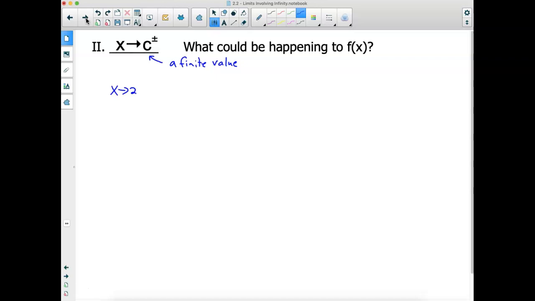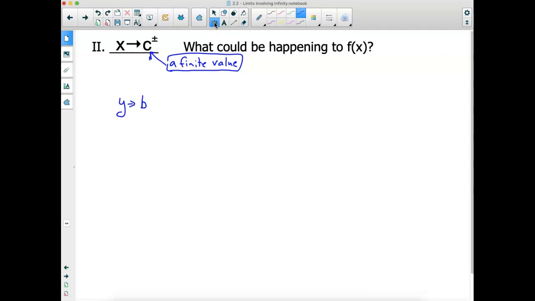Doesn't matter if I'm approaching it from the right or left side. x could be approaching 3. It's a finite value, okay? It's not infinity like the example before. Well, what could happen? What has happened to us as we've been taking limits as x approached a specific target x value other than infinity? Well, what happened is we could get that limit, y was approaching a specific value of b.